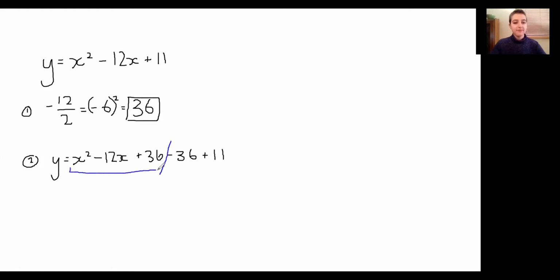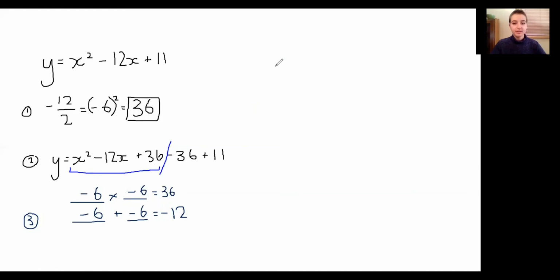So this part we're going to factorize. So we need two numbers that multiply to equal 36 and add to equal minus 12. So those two numbers would be negative 6 this time. Minus 6 times minus 6 is 36, and minus 6 plus minus 6 is minus 12.